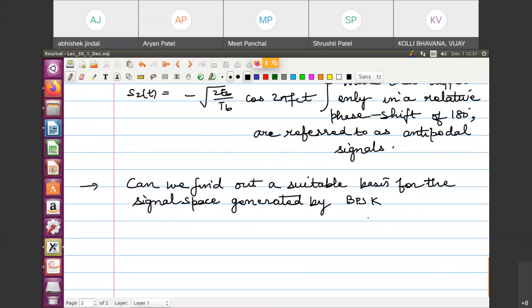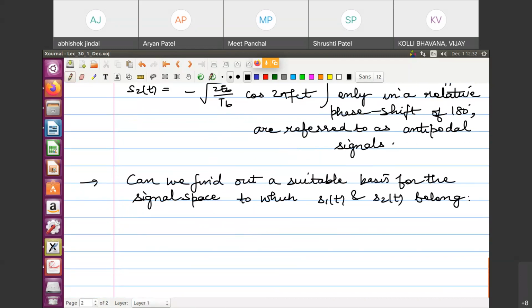So let us consider the signal space to which the waveforms generated by BPSK belong. Let me write the exact words. Can you find out a suitable basis for the signal space to which S1(t) and S2(t) belong? Okay. So yes, the answer is yes. Quite simple to see. Let us see how.